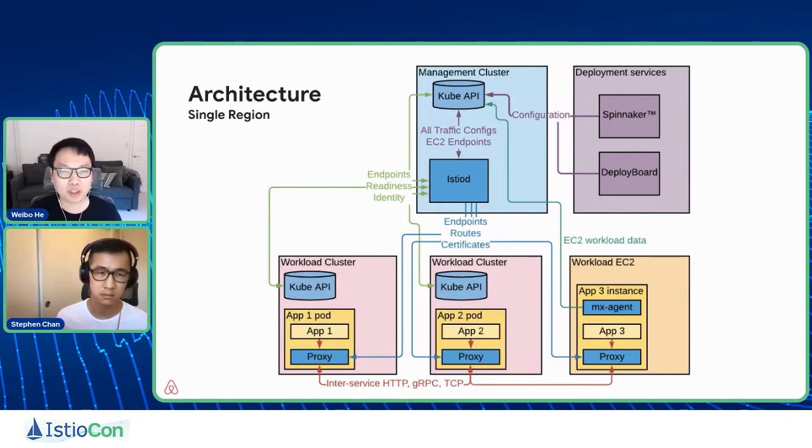Within a single mesh, we run a flat network. Kubernetes pods across Kubernetes clusters are assigned VPC IPs and communicate directly. We handle the EC2 workloads in a similar fashion.